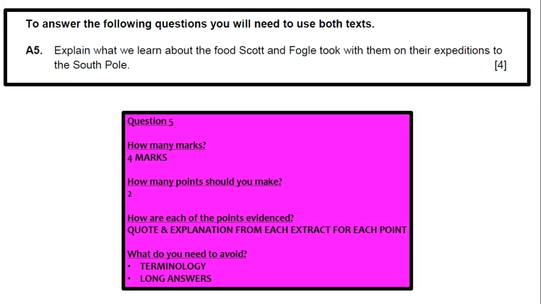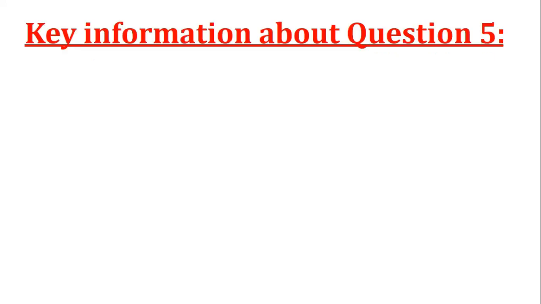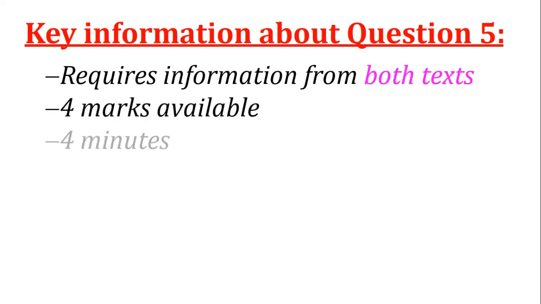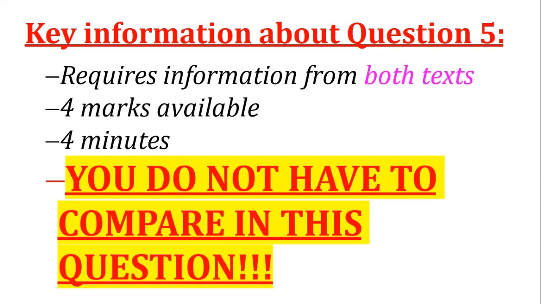Question 5 is the first question where we are looking at both texts. Okay, so we're looking at extracts 1 and 2. It's a 4-mark question, so we're looking at 5 minutes. In a way, it's very similar to 1 and 3, so we're just finding information, we're not doing too lengthy an explanation. Key information requires info from both texts, 4 marks, 4 or 5 minutes. You don't have to compare in this question, this is a common mistake. Question 6 we are comparing, and this one we're just gathering information.